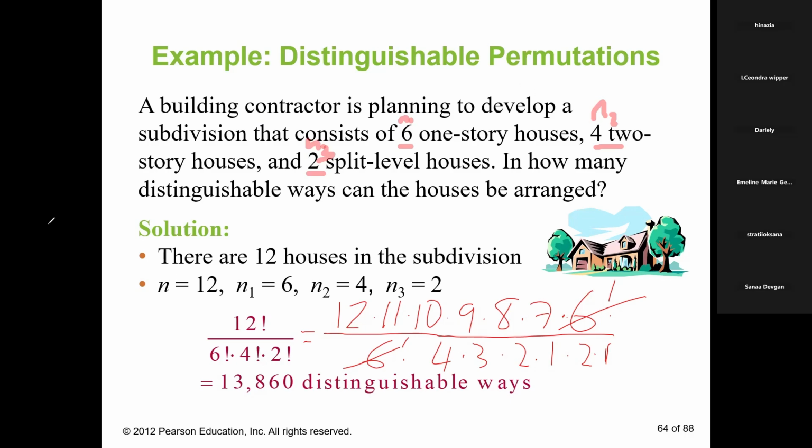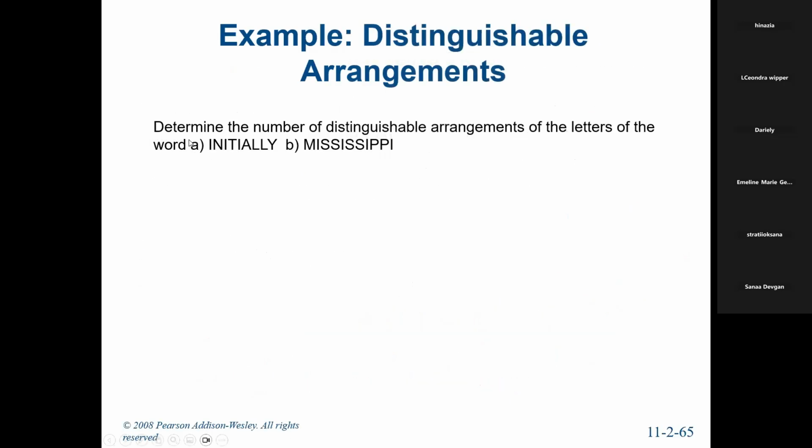Right? Let me show you another example. Determine the number of distinguishable arrangements of the letters of the word: A, initially; B, Mississippi. Okay? I wait for you.